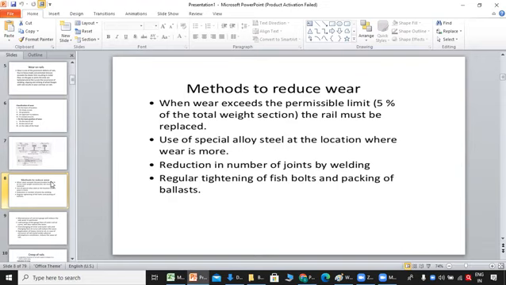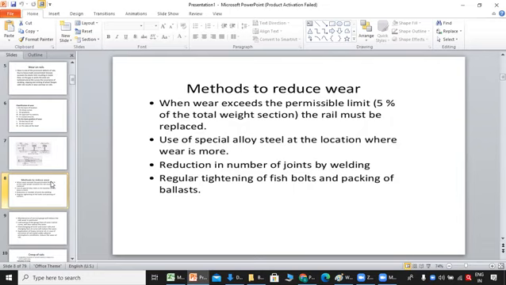Also reduction in number of joints by using welding, regular tightening of fish bolt and packing of ballast. ठीक है. So to reduce the wear, we can use the special alloy steel at the location, ठीक है, at particular location where the chances of wear is more. ठीक है. Also we reduce the number of joints by using welding. ठीक है, we mean we remove the fish plate from particular joints, and instead of fish plate we give preference to the welding. ठीक है.